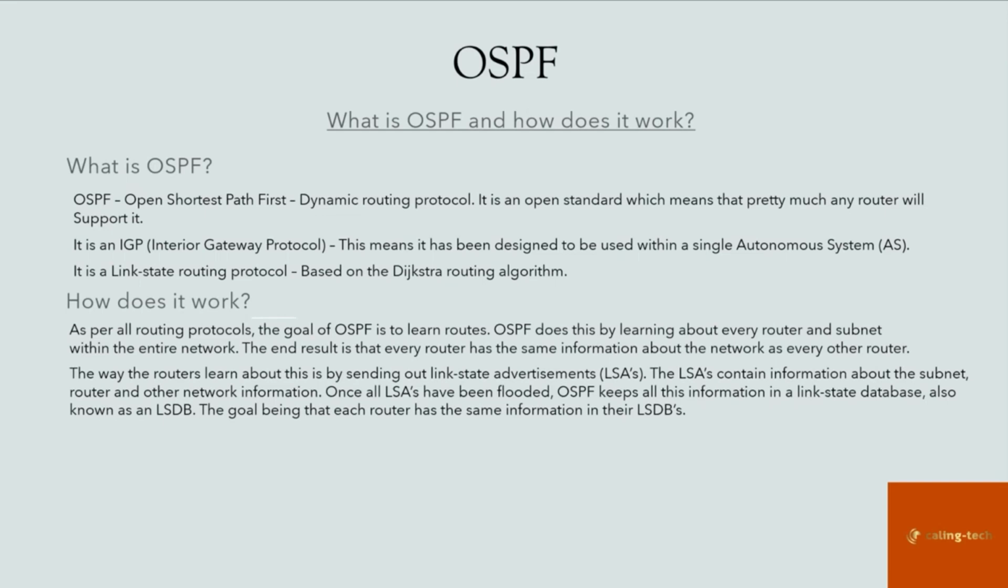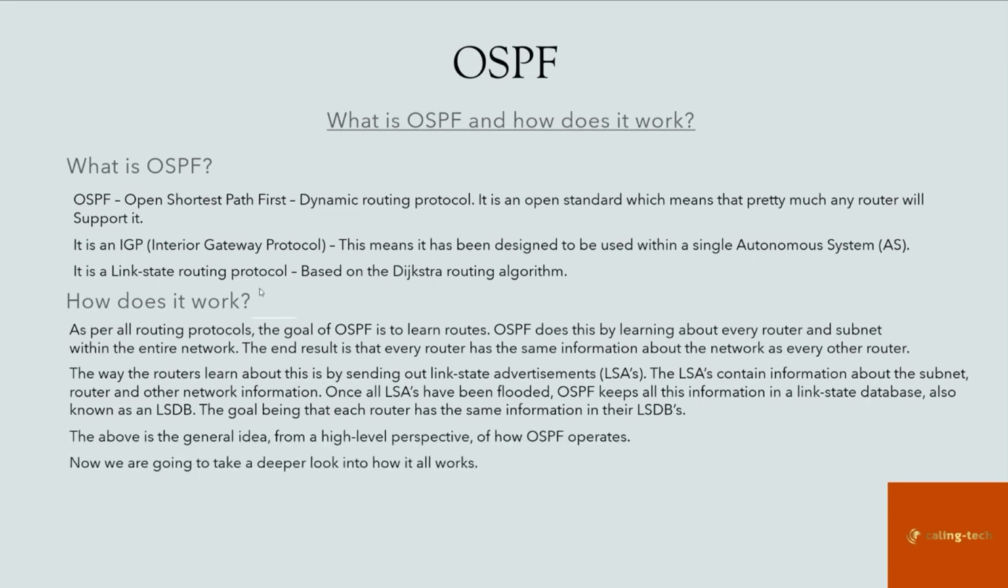The LSAs contain all the information about the subnets, the routers, and other network information, and we'll go into that. Once all the LSAs have been flooded, OSPF keeps all this information in a link state database. This is also known as the LSDB. The end goal being that each router has the same information in their LSDBs. Now, what I've just noted is a general idea from a high-level perspective of how OSPF operates.